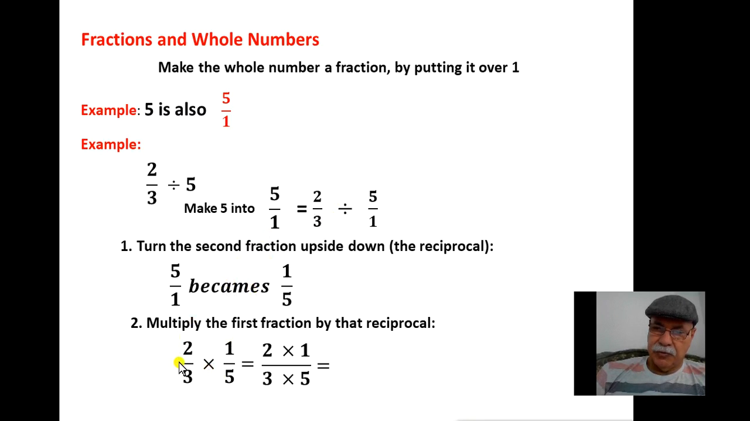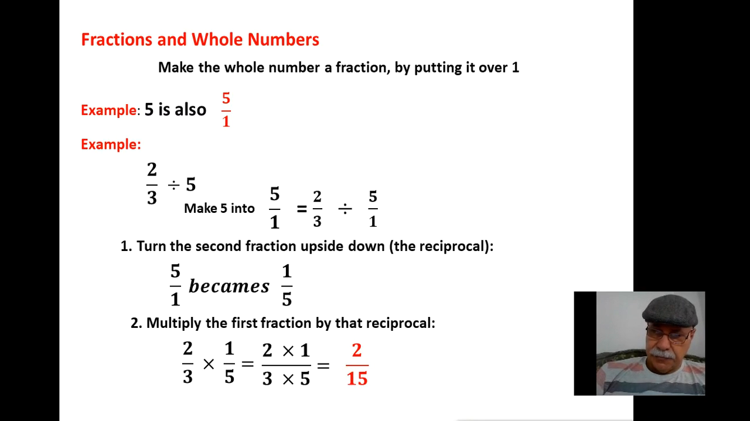It becomes 2 over 3 multiplied by the upside down fraction, which is 1 over 5. Now I do 2 times 1 and 3 times 5. It becomes 2 over 15. No, I can't simplify that, so I keep it like this.